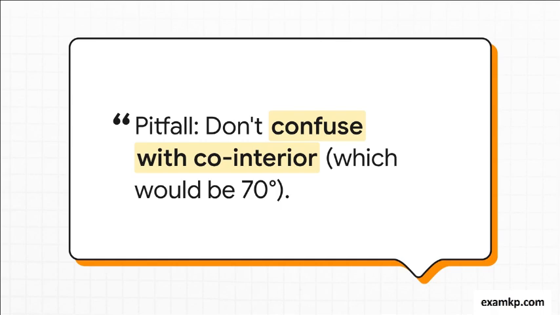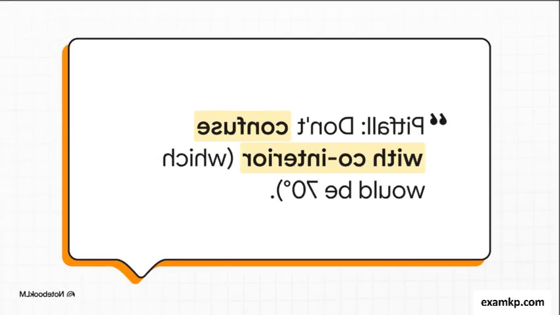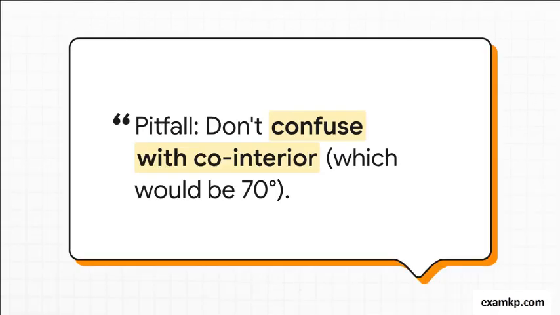It is so easy to get this mixed up with co-interior angles. Because if they were co-interior, you'd do 180 minus 110, and you'd get 70. And you can absolutely bet that 70 degrees will be one of the multiple choice options, just waiting to trick you. Don't do it. Alright, let's try another one.